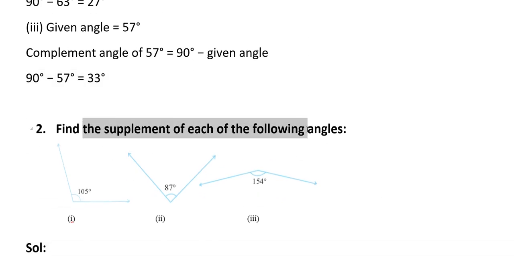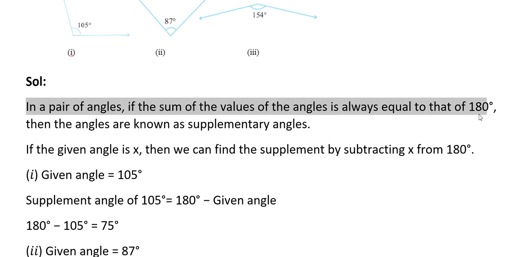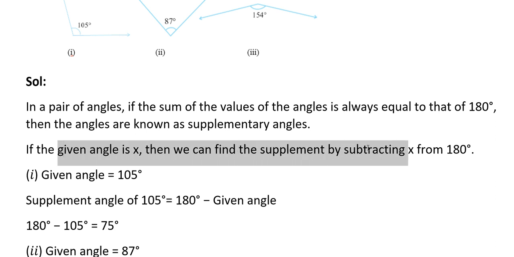Second one, find the supplement of each of the following angles. Same solution. In a pair of angles, if the sum of the values of the angles is always equal to 180 degrees, then the angles are known as supplementary angles. If the given angle is x, then we find the supplement by subtracting x from 180.